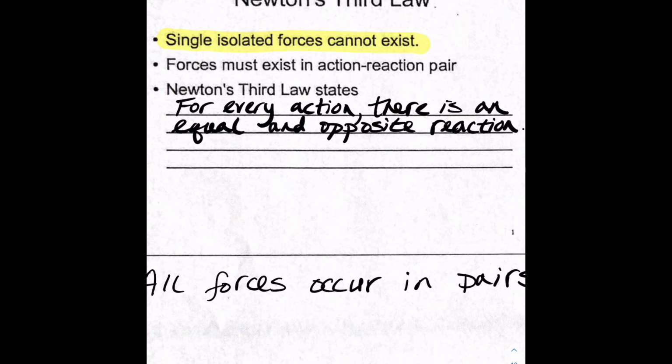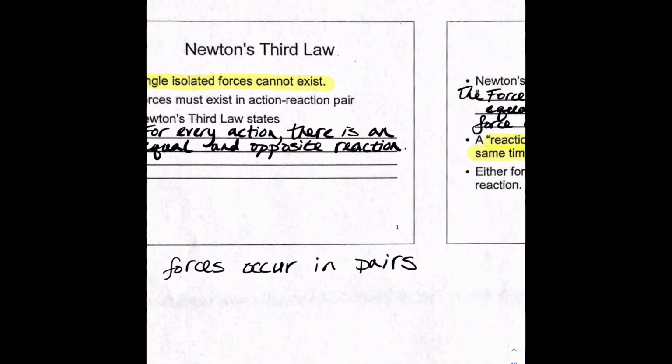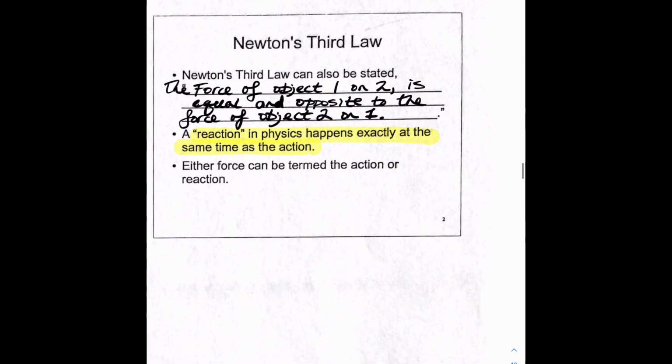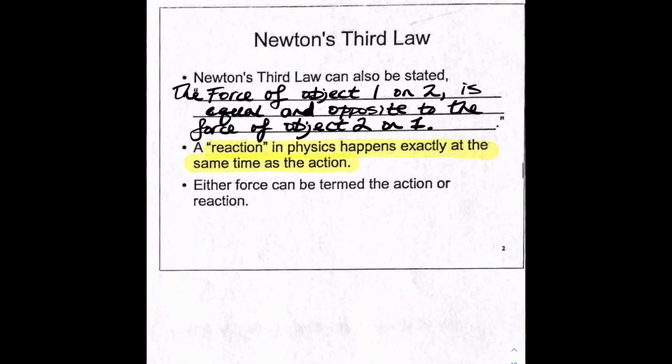But that's not what Newton's third law is saying, right? Newton's third law is saying that the two things happen simultaneously, not one then the other, right? And so that is a difference, that the action and reaction happen exactly at the same time, simultaneously.